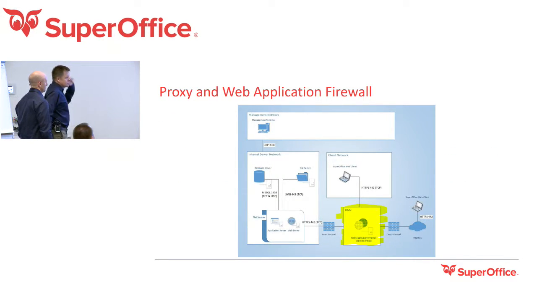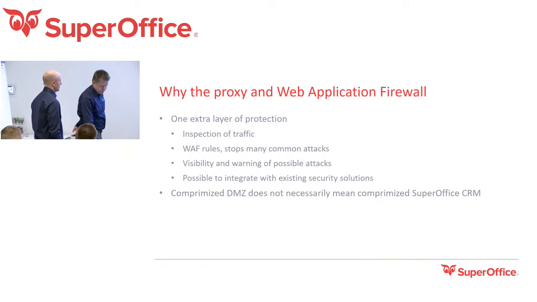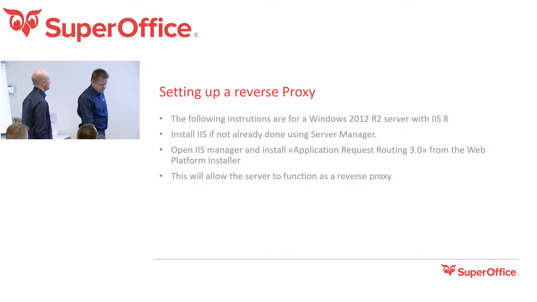So now look at the interesting part. It's in the DMZ set where we are going to install the proxy and the Web Application Firewall. I think we can skip this. You have explained why we need this application firewall. Again, if someone is more curious about this, they can just ask me after this session.